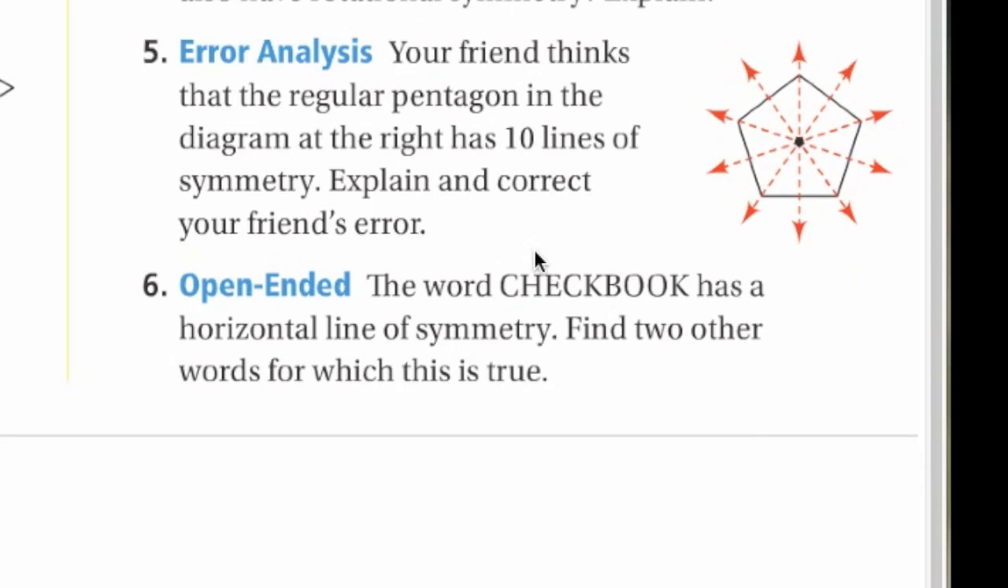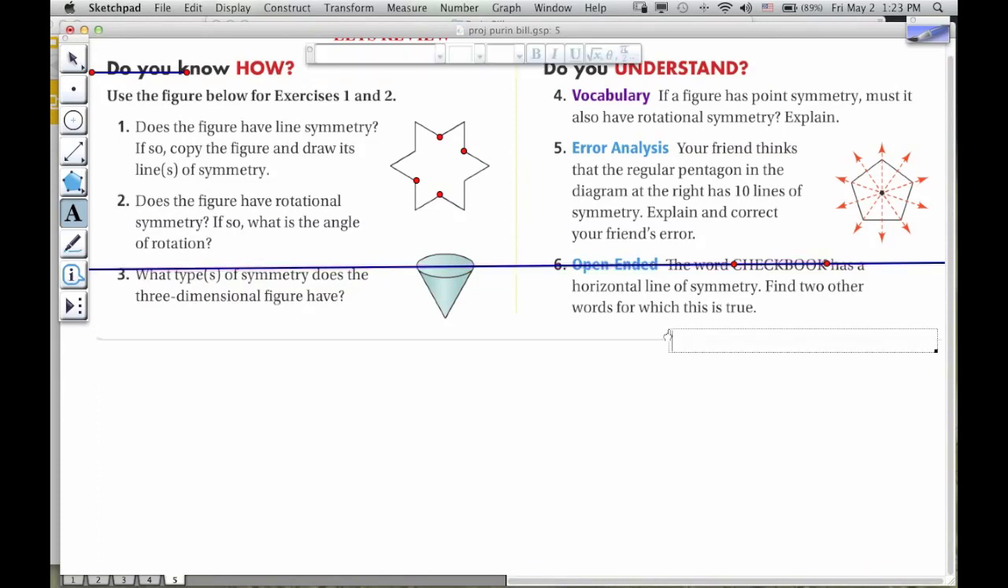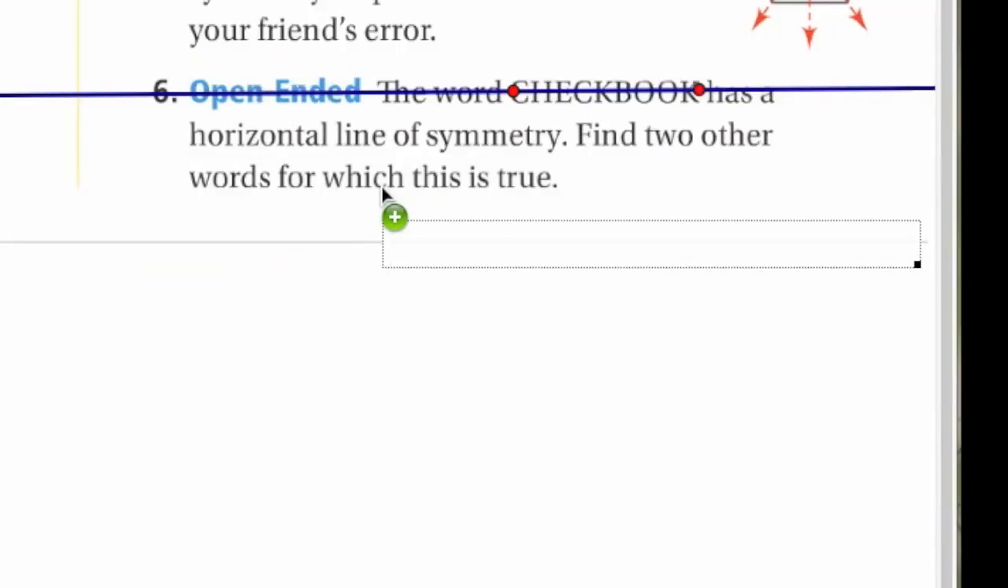And the last question, the word checkbook has a horizontal line of symmetry. So if we put a line of symmetry over here, we know that it has reflectional symmetry because it divides it into halves. So we gotta find other 2 words which is true that has the same horizontal line of symmetry. So we know that C, O, E, C, D, K, if we divide it into halves, they'll look the same. So cold and bed.